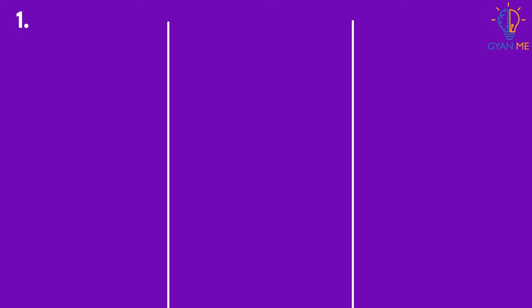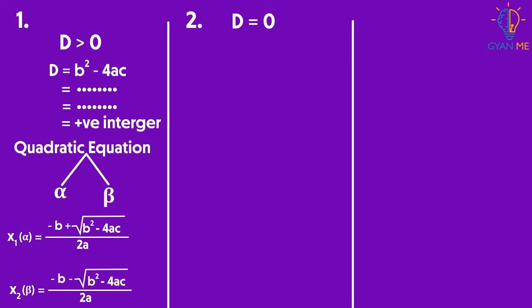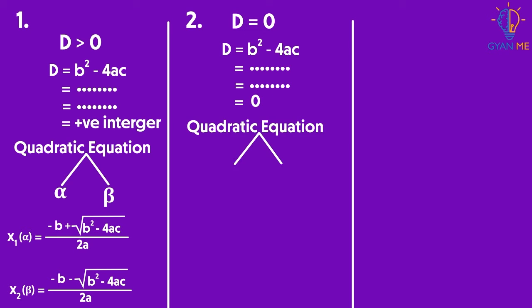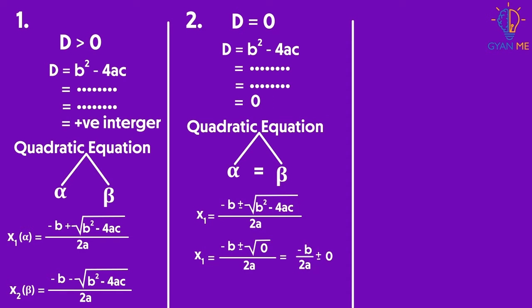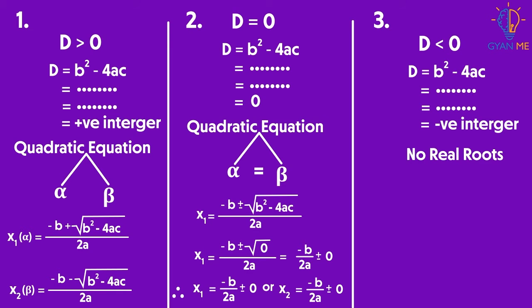In case D is greater than 0, that is, it is a positive integer, the equation will have two real distinct roots. In case D is equal to 0, the quadratic equation will have real roots, but they will be numerically equal. And the third case, if D is less than 0, that is, the value is some negative integer, then the quadratic equation will have no real roots.